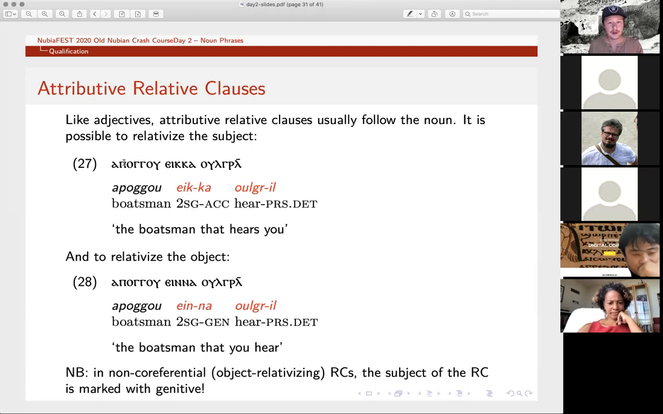So again, coreferential relative clause, the subject is the antecedent. Non-coreferential relative clause, the object is the antecedent. And the subject of the relative clause is marked with the genitive. Here, the object in the relative clause is marked with the accusative as we would expect it to be, right?